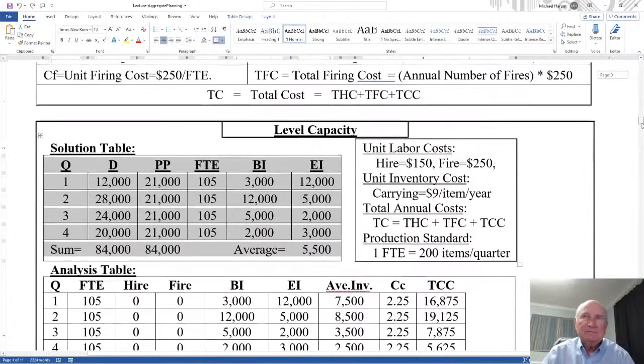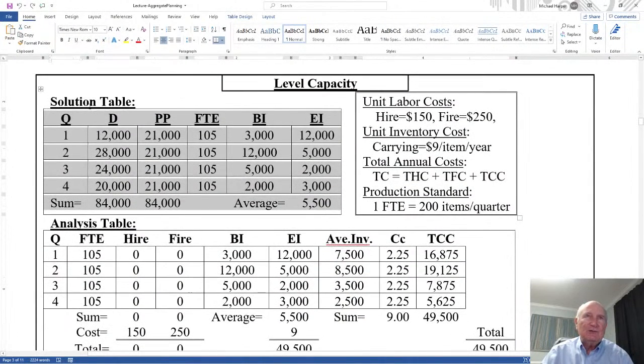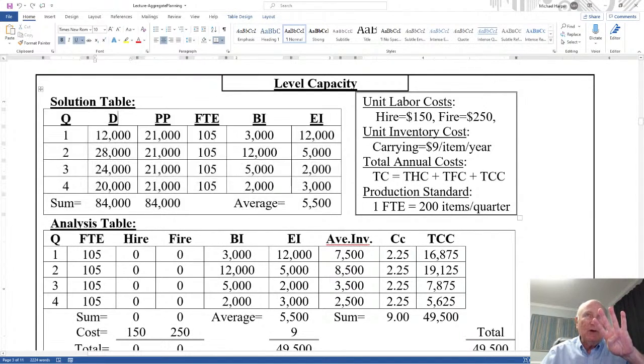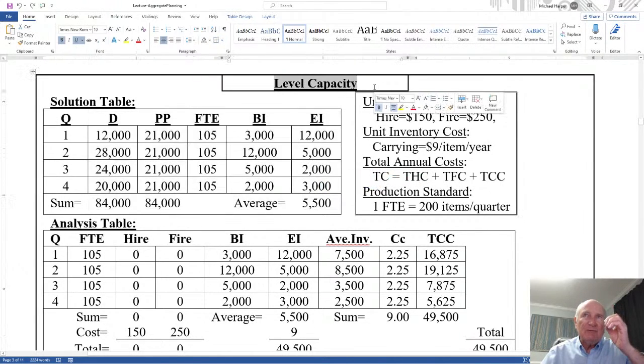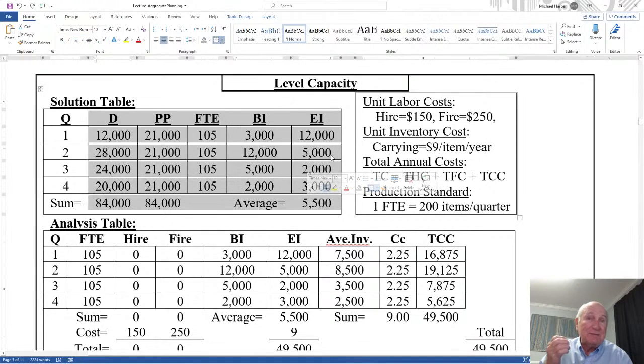And there it is. Well, I call this a solution table because remember I said the four things of demand, productivity, labor, capacity, and inventory? Well, those four are given right here. So these four are sufficient in defining the solution to level capacity. So this pretty much defines level capacity in the simplest way possible. Okay, next.